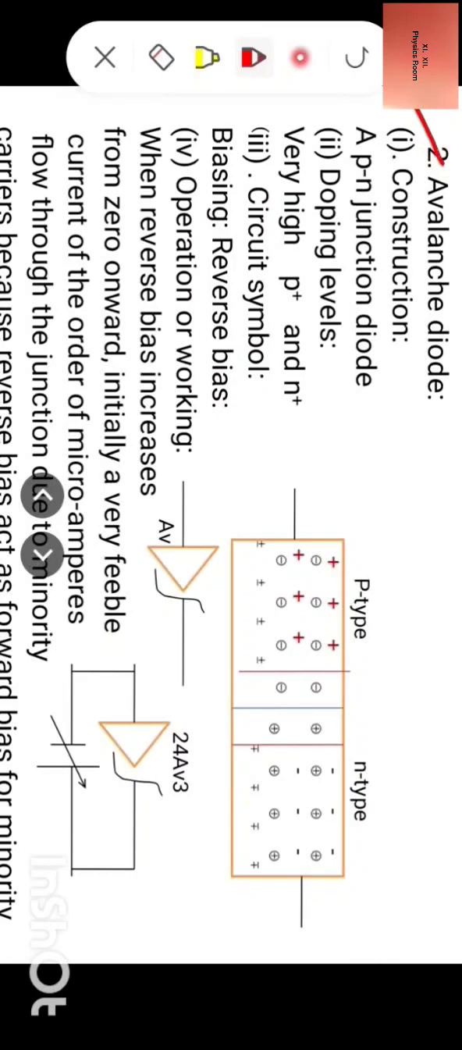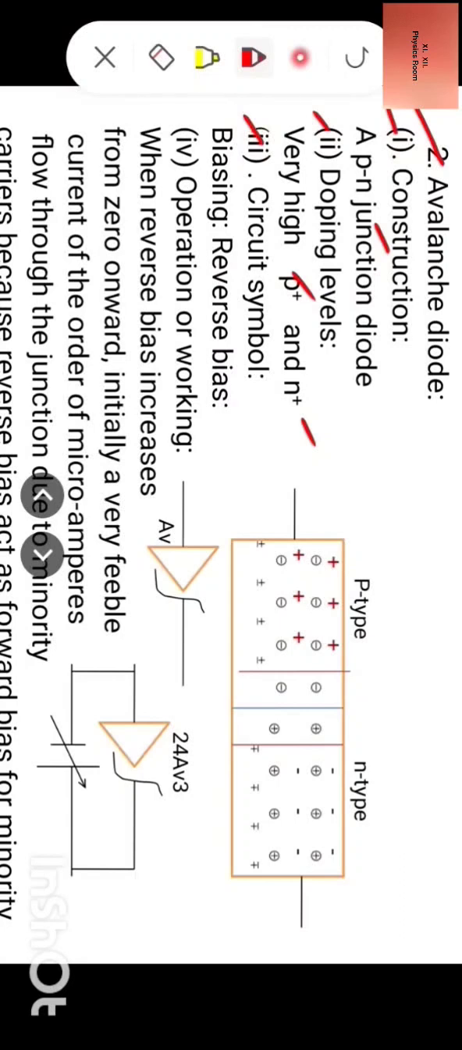Second, avalanche diode. First, construction. It's a PN junction diode, because you know all semiconductor diodes are PN junction diodes. The difference is of doping levels. Now second, doping levels. Doping levels are very high, P plus and N plus, a little less than Zener diode, where we have in Zener P plus plus and N plus plus.